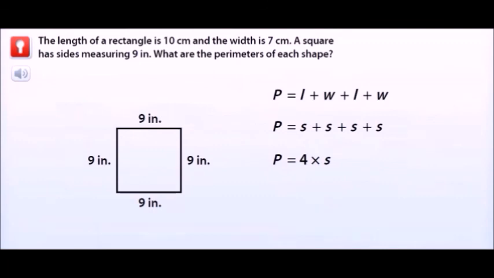What is the length of one side of this square? The length of one side is 9 inches. Now multiply 4 times 9. 4 times 9 is equal to 36. The perimeter of this square is 36 inches.